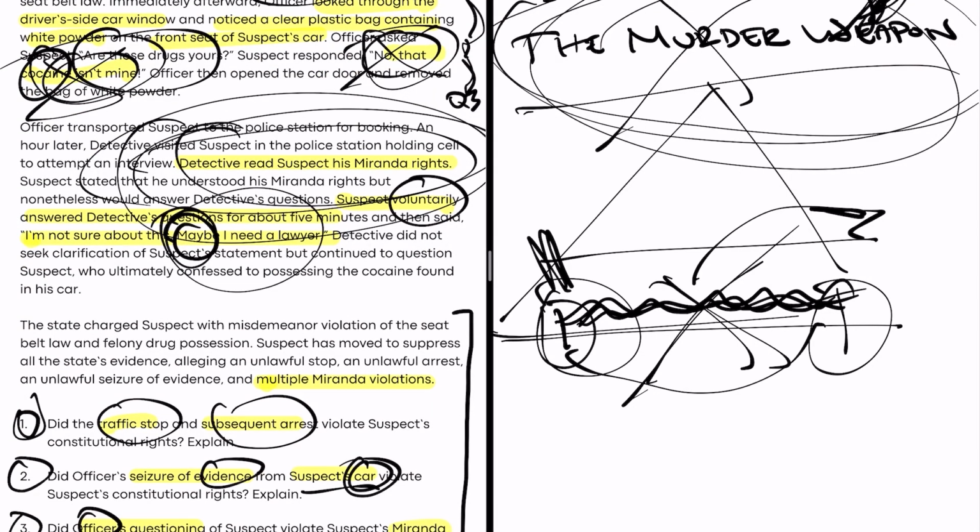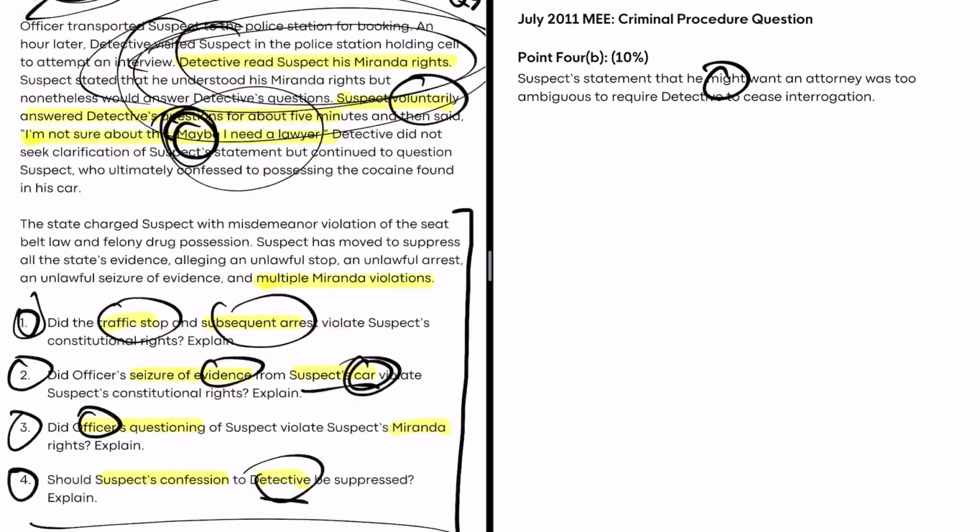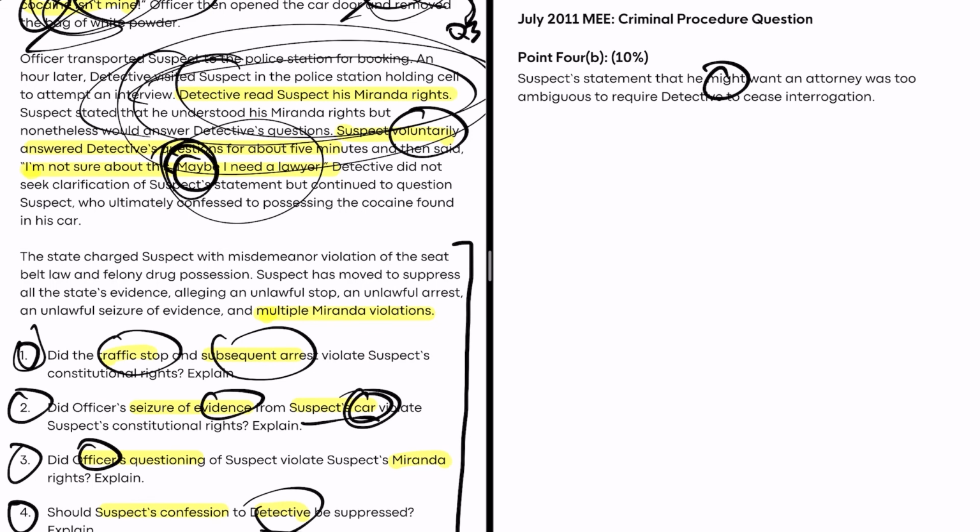If the suspect invokes his Fifth Amendment right to counsel during the interrogation, we know there could still be a Miranda violation if the detective fails to cease the interrogation, which I imagine is going to take us to point 4B, right, which was worth 10% of the essay. Here, the bar examiners were looking for examinees to conclude that the suspect's statement that he might want an attorney was too ambiguous to require the detective to cease interrogation. Exactly. Right, this was our final issue we had to deal with here.